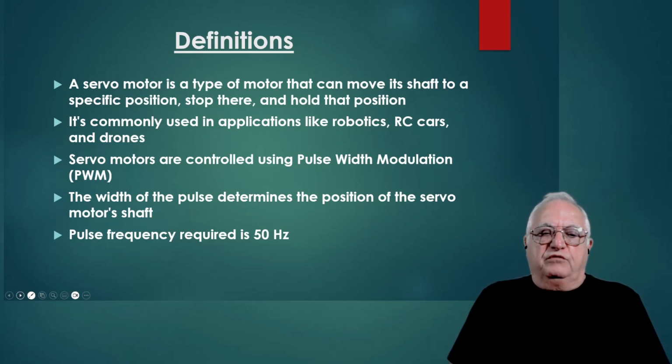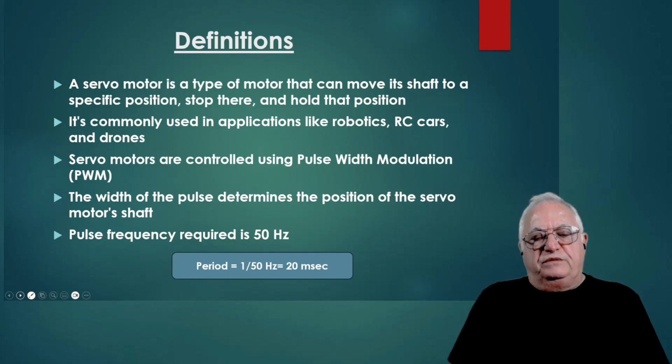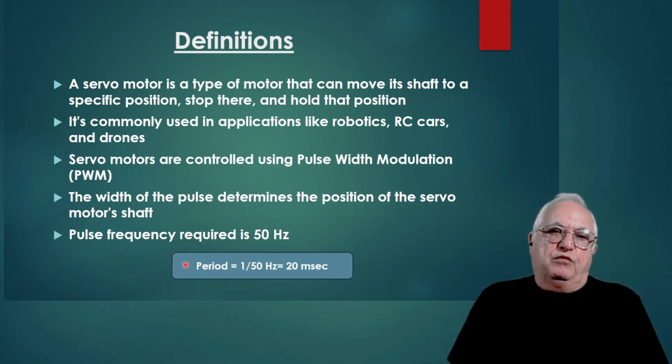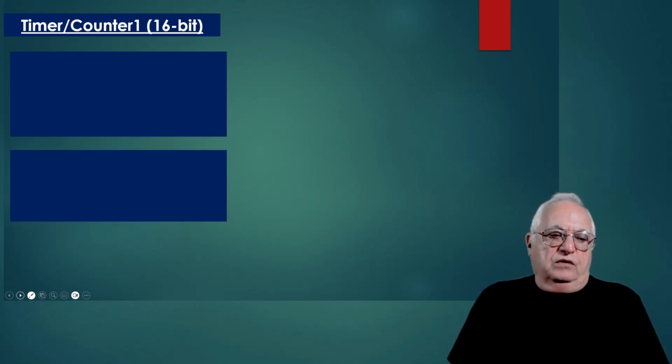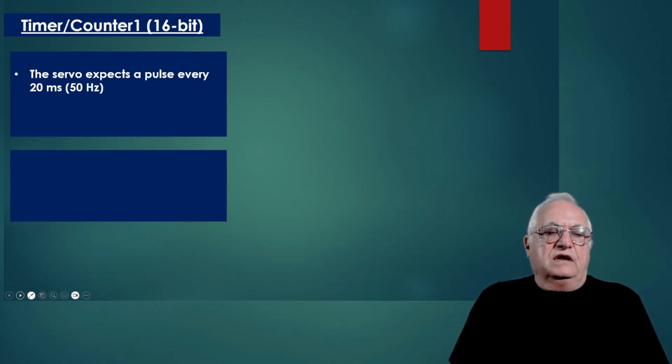The pulse frequency required is 50 Hz, which means that the period of the signals that we put out is going to have to be 20 milliseconds. Now, the timer that I will be using for this presentation is timer counter 1, which is the 16-bit timer. As I noted, the servo expects a pulse every 20 milliseconds. That's the 50 Hz.